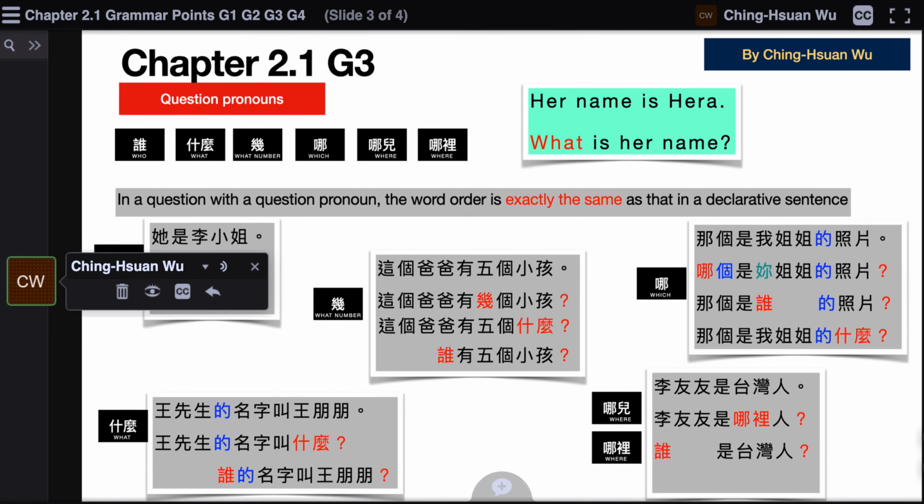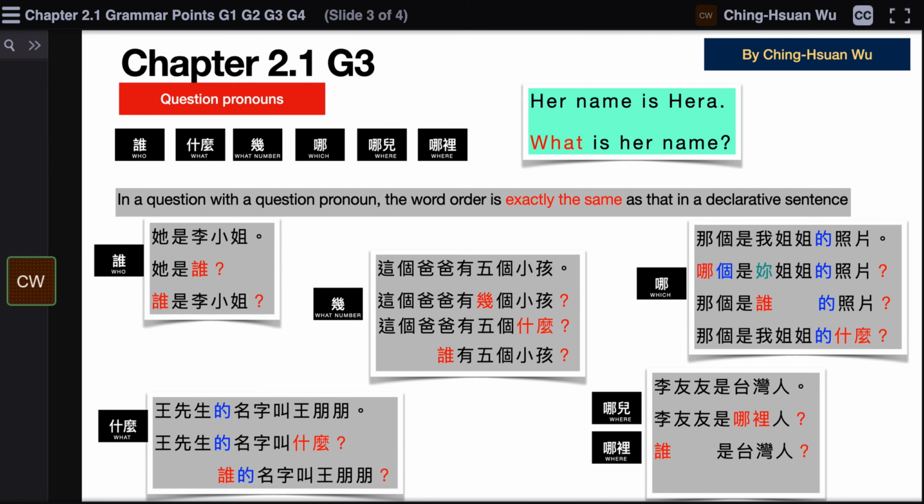It is very important that we learn how to ask questions. Therefore, in this section, we are going to learn what question pronouns are. Here are some question pronouns that we often use. 谁 meaning who. 什么 meaning what. 几 meaning what number. 哪 meaning which. 哪儿 and 哪里 both mean where, and they are interchangeable.